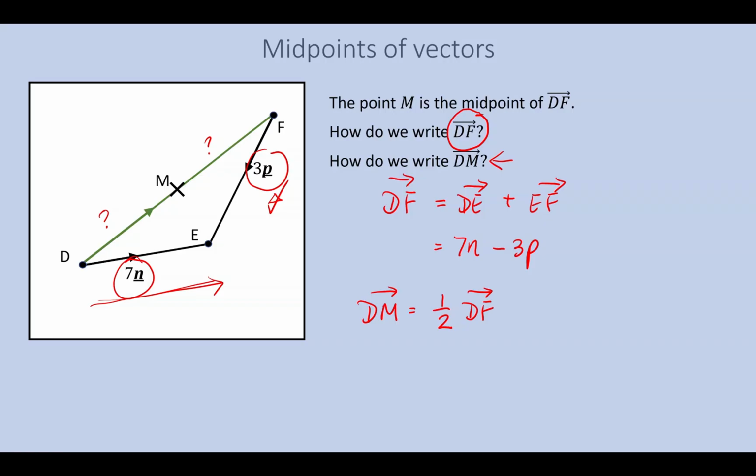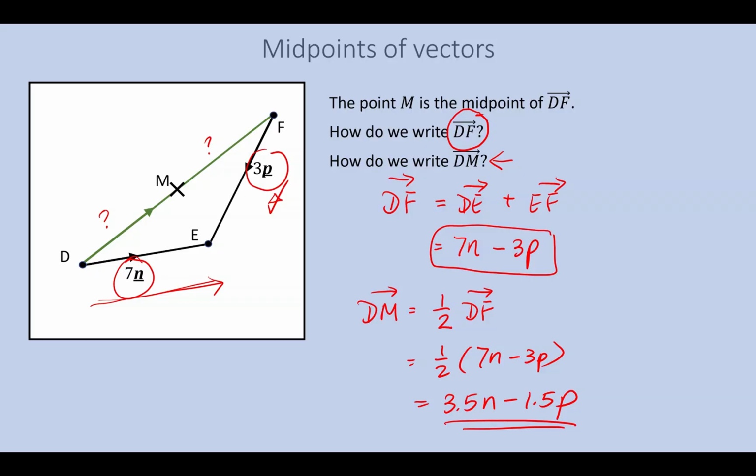So if I get the chance to earn the dependent M1 mark, that will be what's saving me. My intention is to find half of the DF. What you can do is write half bracket 7n take away 3p, and then to make it easier, normally we will expand the bracket, so 3.5n take away 1.5p, and that will be how I show DM in the algebraic form.